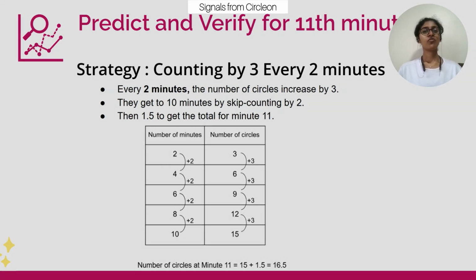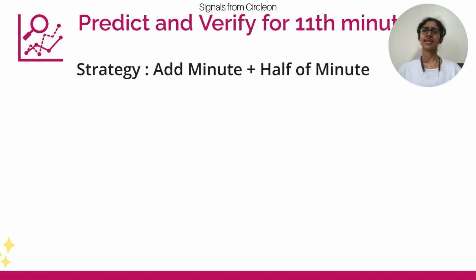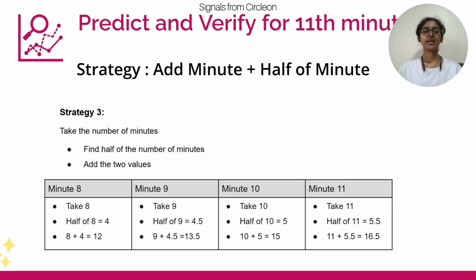Now we move into the third strategy our students can come up with. The strategy is that we add the minute number with half of the minute. So for example, let's take minute 8 here. If we have minute 8, we take the number 8 and we take half of it, which is 4. 8 plus 4 is 12. That means there will be 12 circles in the 8th minute.